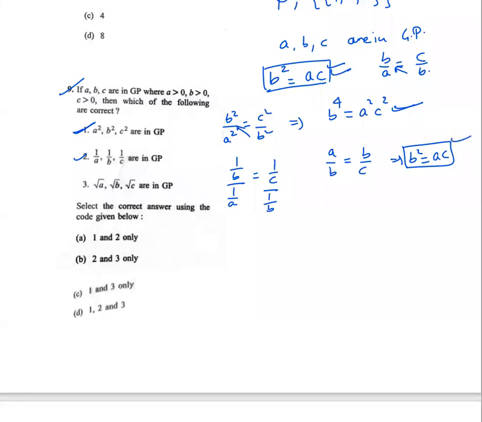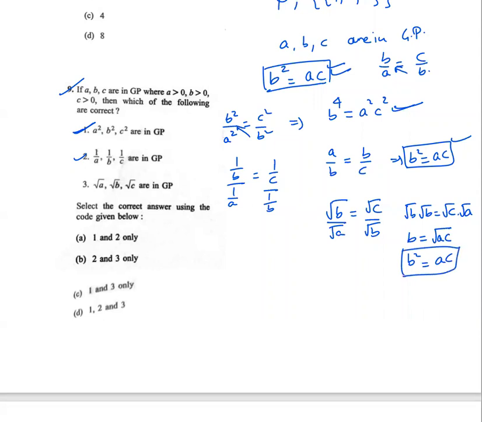Now, the third one, under root A, under root B, under root C. If they are in GP, then under root B divided by under root A should be equal to under root C divided by under root B. So here, if I cross multiply, root B into root B should be equal to under root C into under root A. So root B into root B is B. Under root C into under root A is nothing but under root of A into C. So if I square both sides, I'll get B square equals AC. So again, we got the same result, B square equals AC, because it is already in GP. Therefore, all three are correct. So the answer is 1, 2, 3.